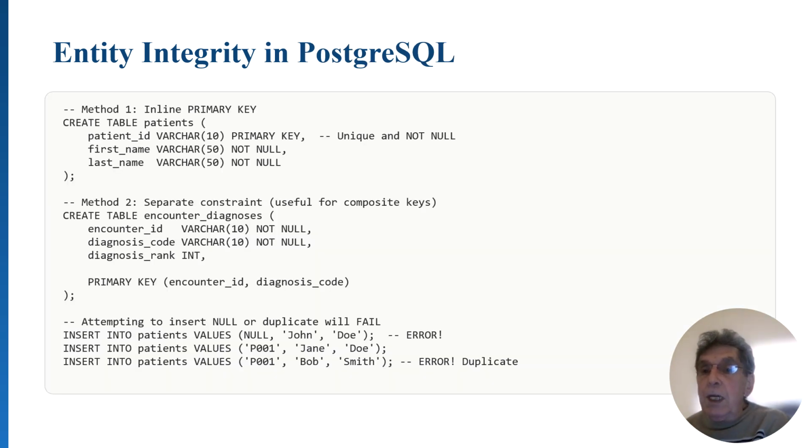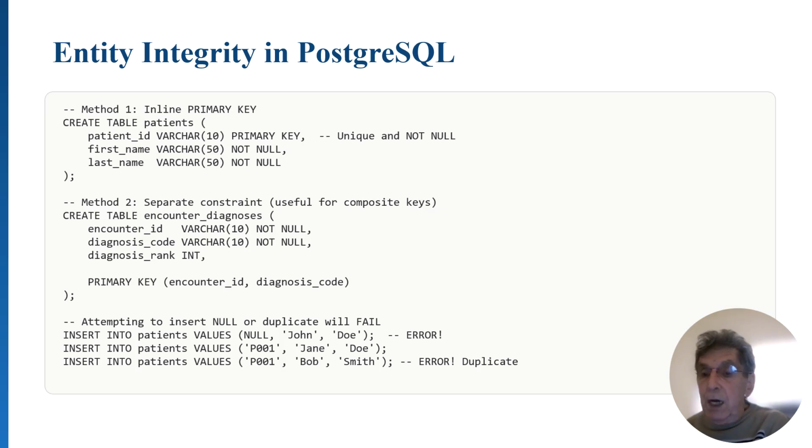Let's see entity integrity in Postgres. There are two ways to define a primary key. Method 1 is inline, right in the column definition. Patient ID, variable character 10, primary key. This is concise and works well for single column keys. Method 2 uses a separate constraint clause. Primary key, open parentheses, encounter ID, comma, diagnosis code. This is required for composite keys and can also be used for single column keys when you want to name the constraint.